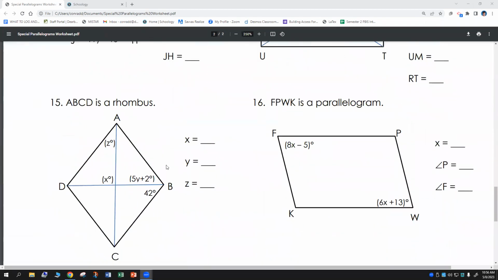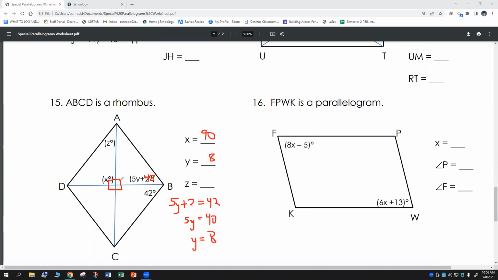All right, number 15, ABCD is a rhombus. So we know we have 4 right angles. So right away, we know X is 90. We also know the diagonals bisect the opposite angles, so this one right here is going to be 42. So we can do 5y plus 2 equals 42. We subtract 2 from both sides, we get 5y equals 40. And then divide by 5, you get y equals 8.